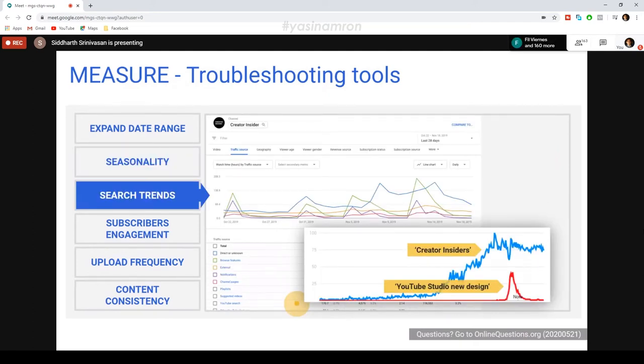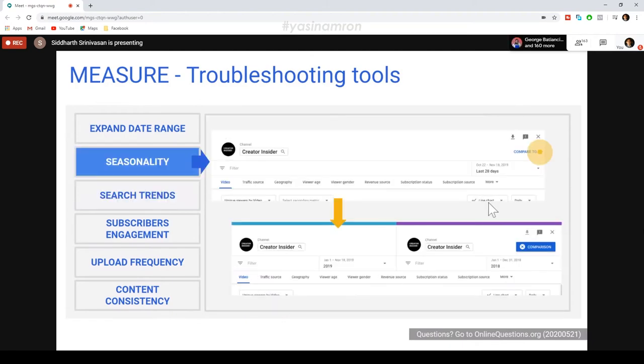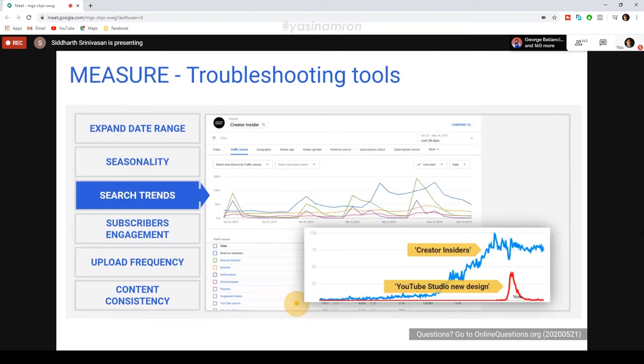Whenever you see change, don't look at it just in isolation, but look at it over a period of time, right? You can start looking at search trends. So you go back to your traffic sources, you now compare popular search terms leading to your channel in this period, or you do a compare to and you look at the previous period. You can look at it quarter on quarter, or you can look at it year on year, right? So that helps you talk about fundamental changes or seasonality.